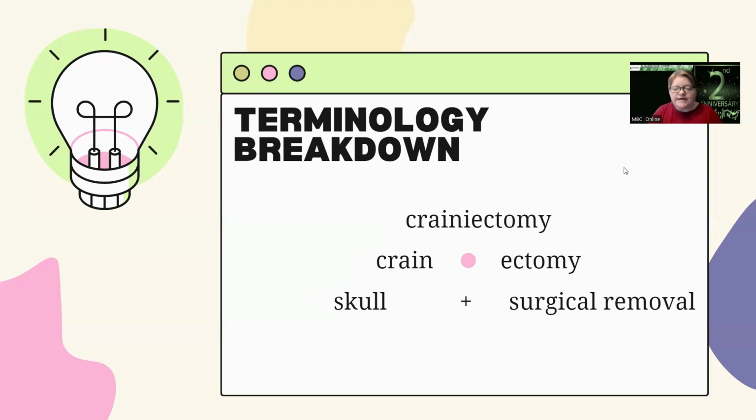All right, our third example is going to be craniectomy, and this breaks up into cranium and ectomy. We know that ectomy means surgical removal, and the cranium has to do with the skull, right? So it is the surgical removal of a skull. This is common when someone has brain surgery and they have a piece of the skull removed to get into the brain. That's a craniectomy. So that's how that breaks down.